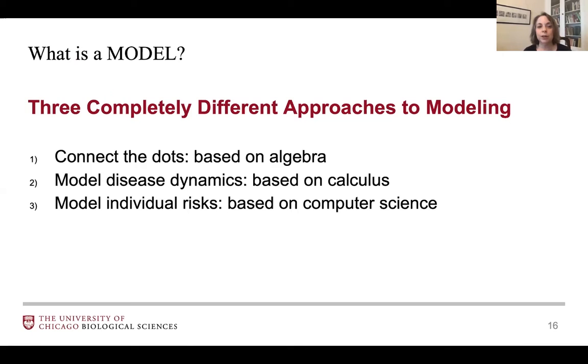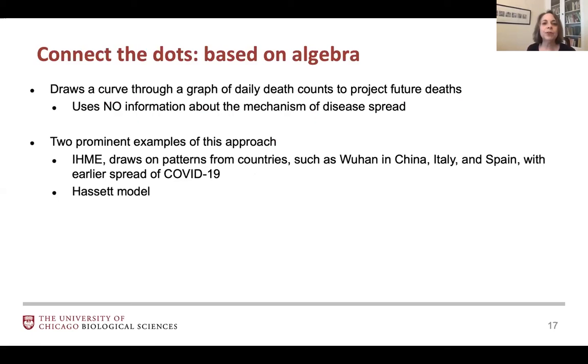The second way models disease dynamics, and it's based on calculus. It uses differential equations to make predictions. And then the third one models individuals in a population and how they encounter and react to different risks of infection, and it's based on a computational model, a simulation, computer science. So the first one, the connect the dots approach, draws a curve through a graph of daily death counts to project future deaths.